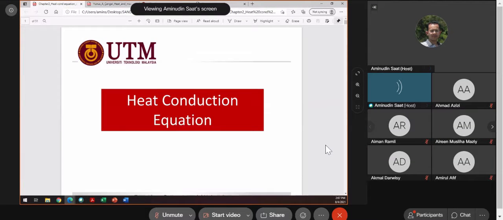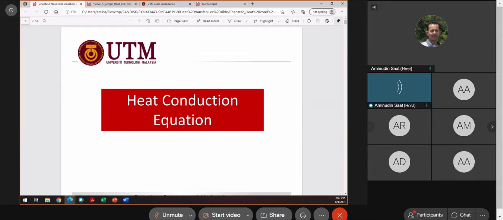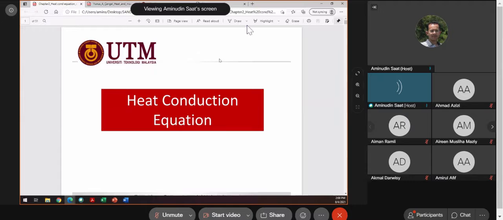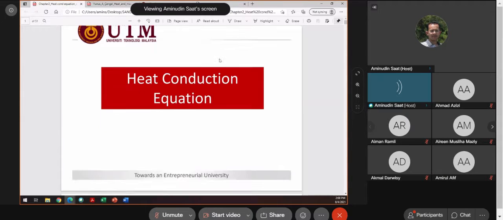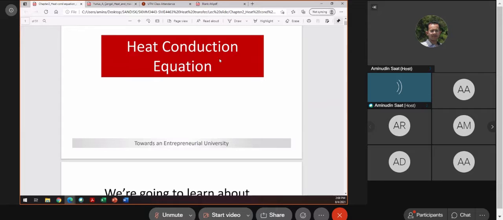In the recent class, I gave you some subtopics on the heat conduction equation, the general heat conduction equation. From there, we need to identify how to use that equation as well as identify the boundary condition. I'm not sure whether you have finished. I assume that you already watched the video, and then tried to understand it.